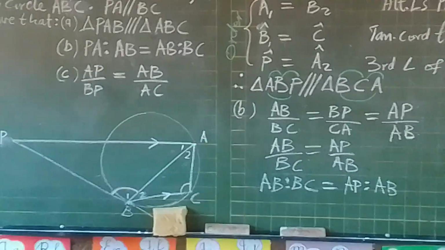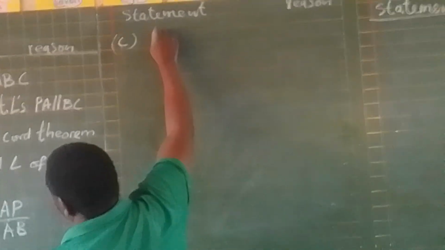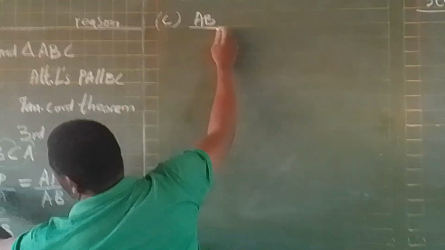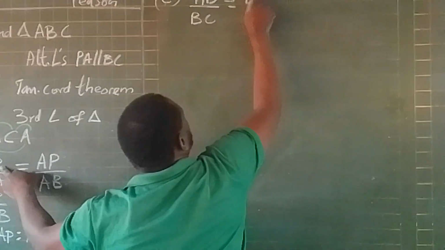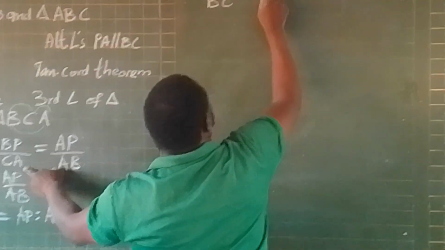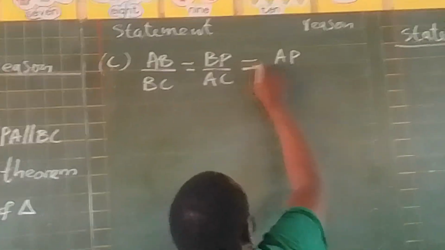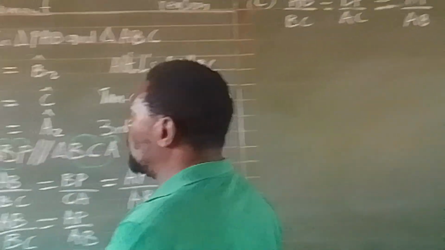You've got that right. Now we're going for number C. Number C wants you to say A. Let's take it from here. AB over BC is equals to BP over AC is equals to AP over AB. Now you come and look at what is required of you.